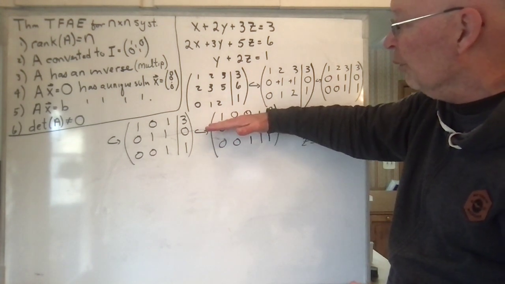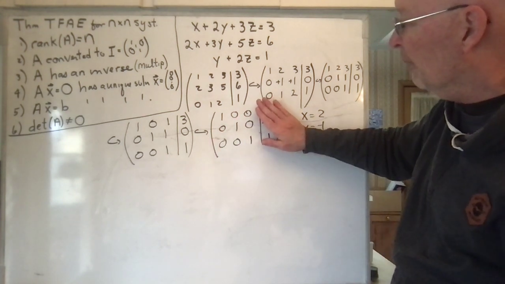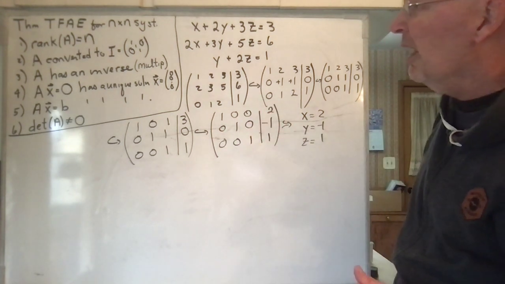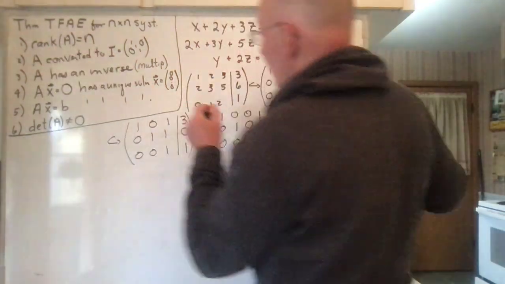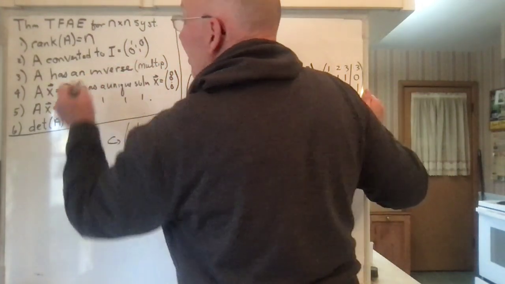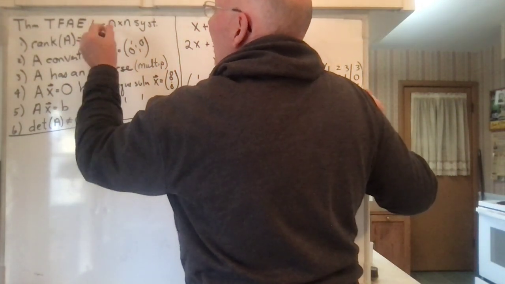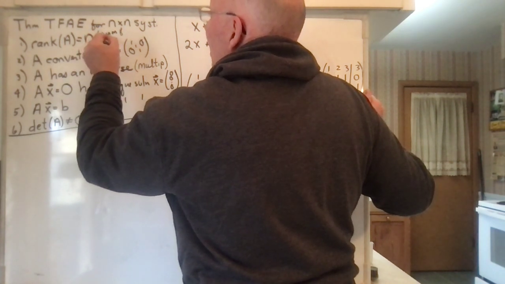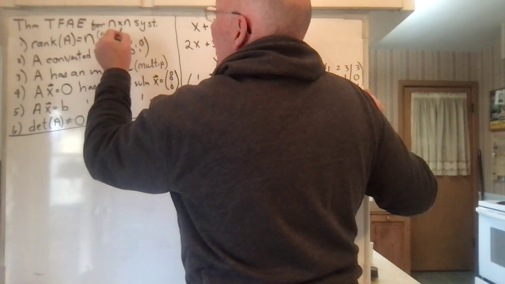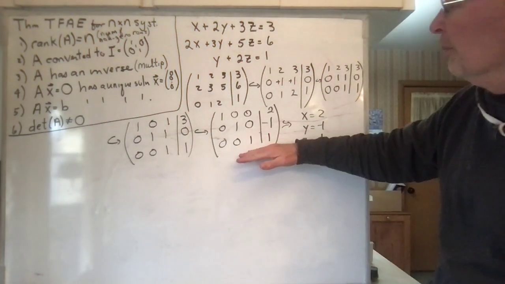How many non-zero rows do I have? 1, 2, 3, right there. Don't worry about that. Just 1, 2, 3. There they are. And so notice that's what the rank is. The rank is the number of non-zero rows. That's when you've got it in this final form, okay?